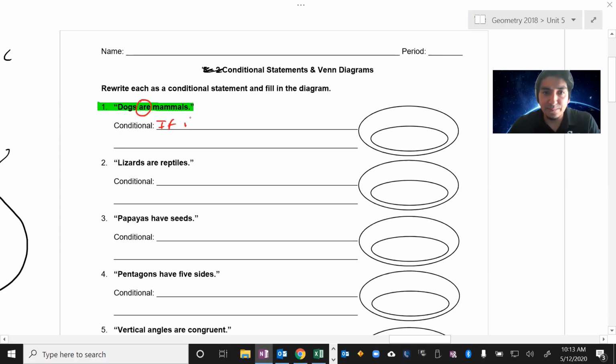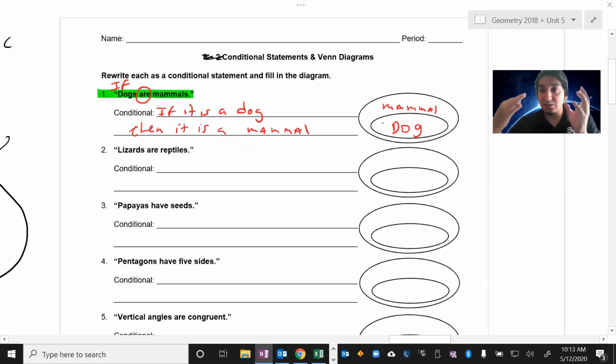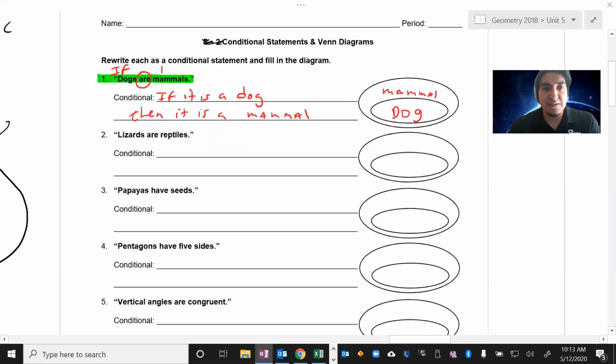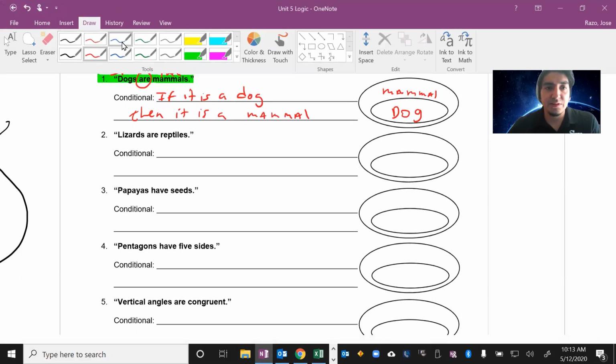So if it is a dog, that means my if is going to be dog. So I have dog, and then it is a mammal. Okay, so I got mammal. They didn't ask us for the truth value, but we're just trying to build our Venn diagram as we go. Okay, so that's my if, that's my then. So let's pick another one.